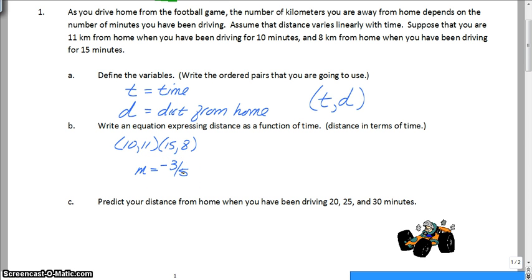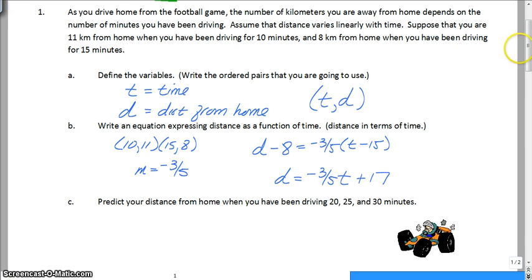Now, negative 3/5, remember, since we are getting closer to home as we drive, our distance away from home is getting smaller. That's why we have a negative slope. So then we just need to pick a point and use point slope form. So d minus 8 is equal to negative 3/5 times t minus 15. And just distribute your negative 3/5, add your 8 to the other side, and you will have d is equal to negative 3/5 t plus 17.